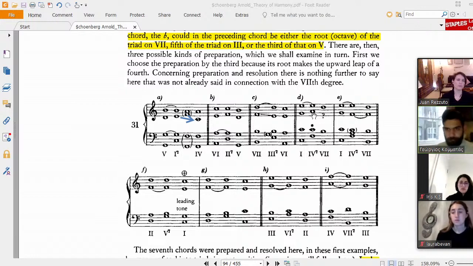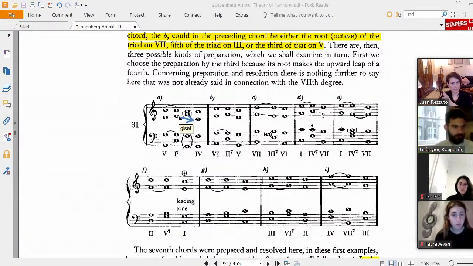So, in a nutshell, you're going to decide what is the most important thing now, like priorities. One, that we prefer the root motion of the fourth upward. Two, that the seventh, no matter what, has to be prepared. If we put a seventh on a chord, that seventh has to be prepared and resolved. How? By step. Step down.